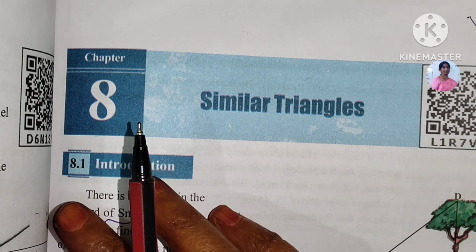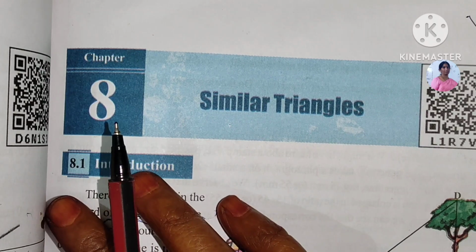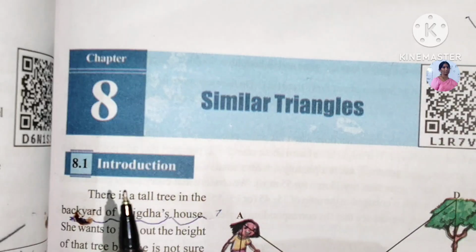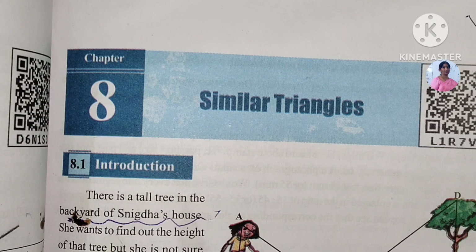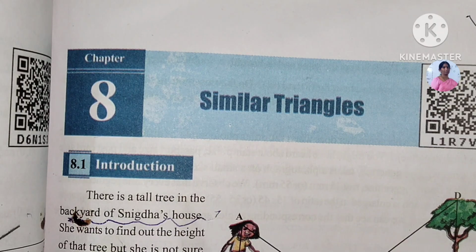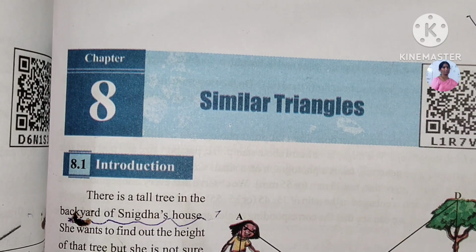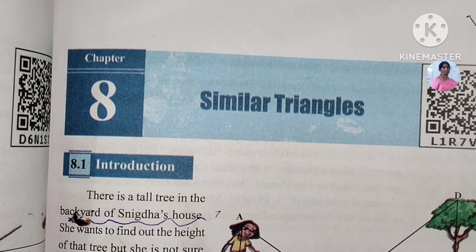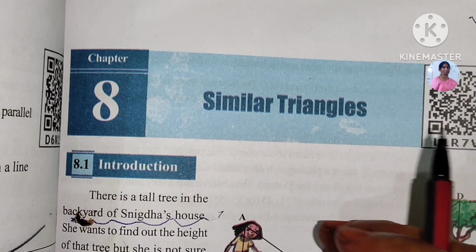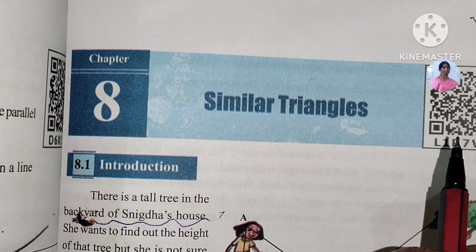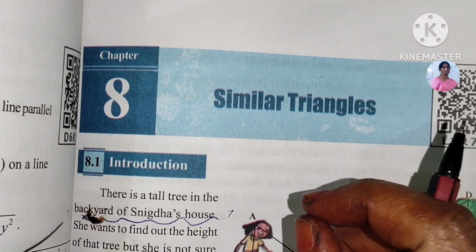In the previous class we learned the distance, midpoint, section formula and centroid, and area of a triangle in Heron's formula. These are all in coordinate geometry, the 7th chapter. Today's class is 10th class mathematics, 8th chapter, similar triangles. First we learn the similarity.